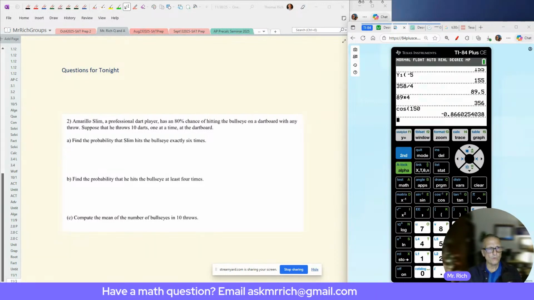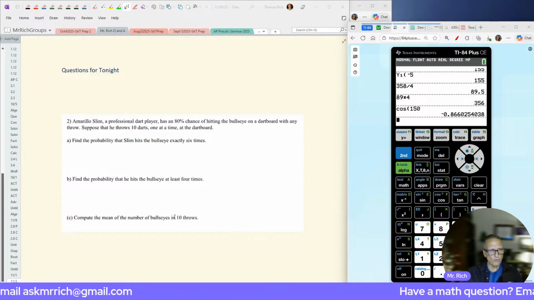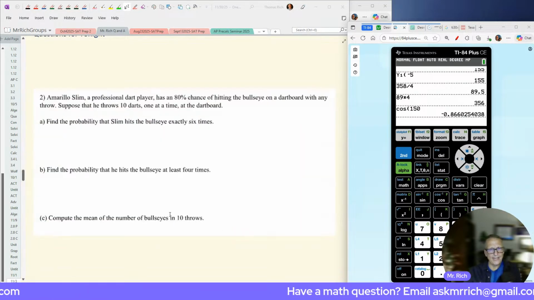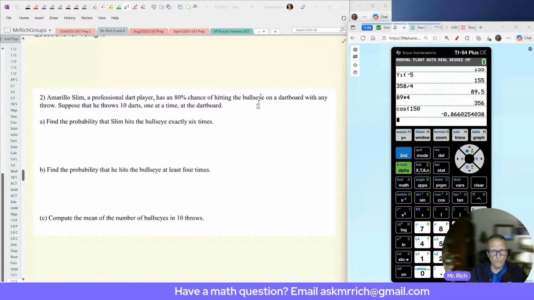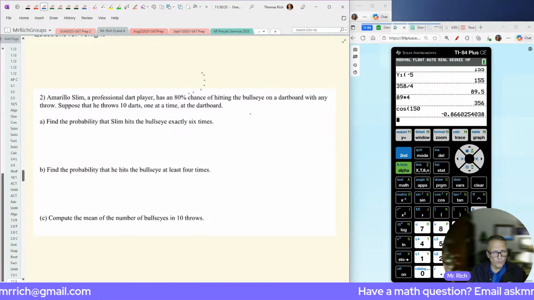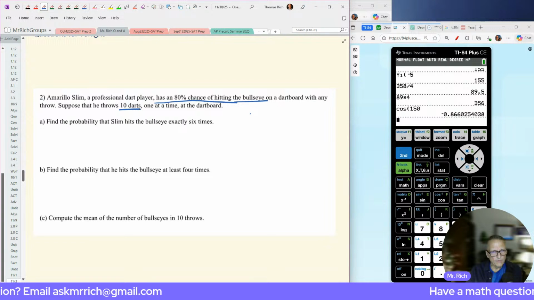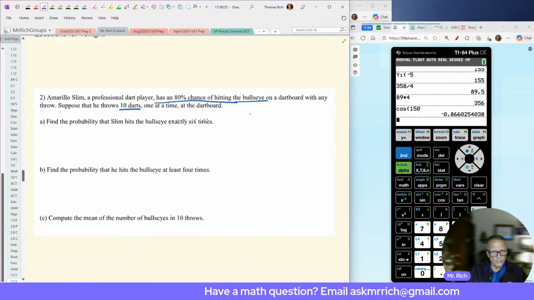So here's the first question for tonight that came in, and this says that Amarillo Slim, a professional dart player, has an 80% chance of hitting the bullseye on a dartboard with any throw. Suppose that he throws 10 darts one at a time at the dartboard. So these are what we call Bernoulli trials, right? These are random events where each random event has the same probability of success. And we're throwing 10 darts one at a time. So it says, find the probability that Slim hits the bullseye exactly 6 times out of the 10 darts.